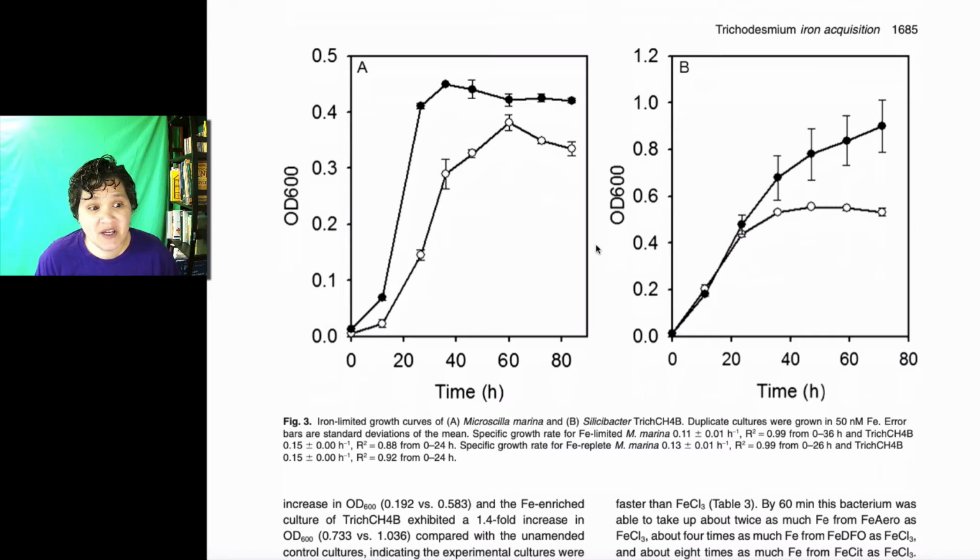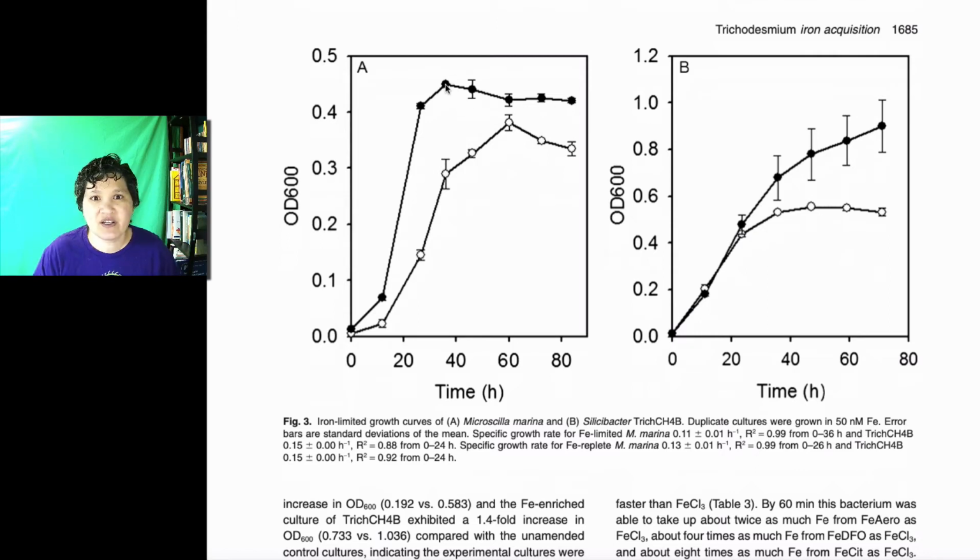And do you remember 0.11 per hour for the first 36 hours? Microcilla marina was the one they were talking about. This peak point here is about 36 hours, looks to me. So there's a steep growth and then it levels off, right?